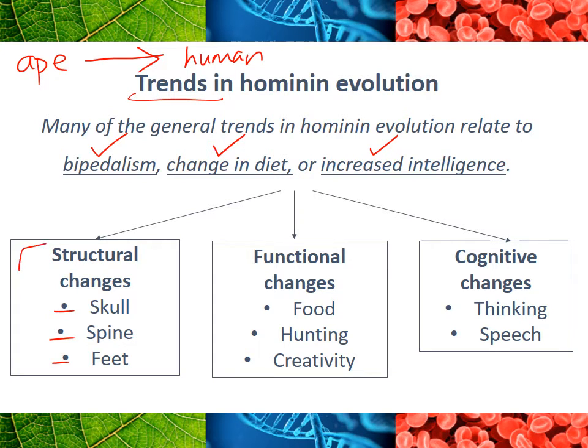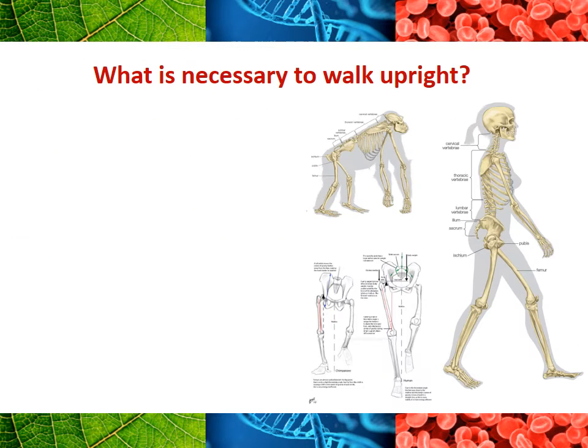Kind of the main one is the structural changes, and this tends to be what comes up the most in exam questions. It's really important you understand how we walk, to understand the changes that support being bipedal. So remember, walking upright is the same as bipedalism. So we're basically talking about walking on 2 feet here.